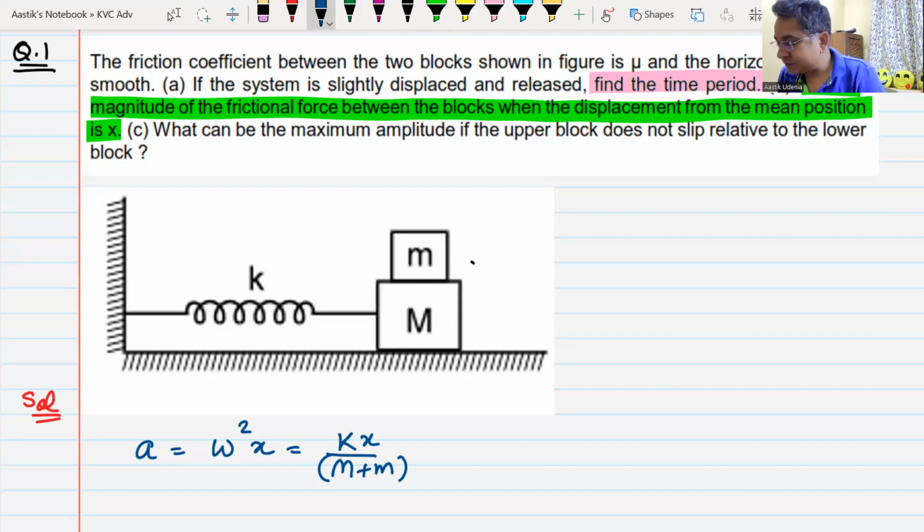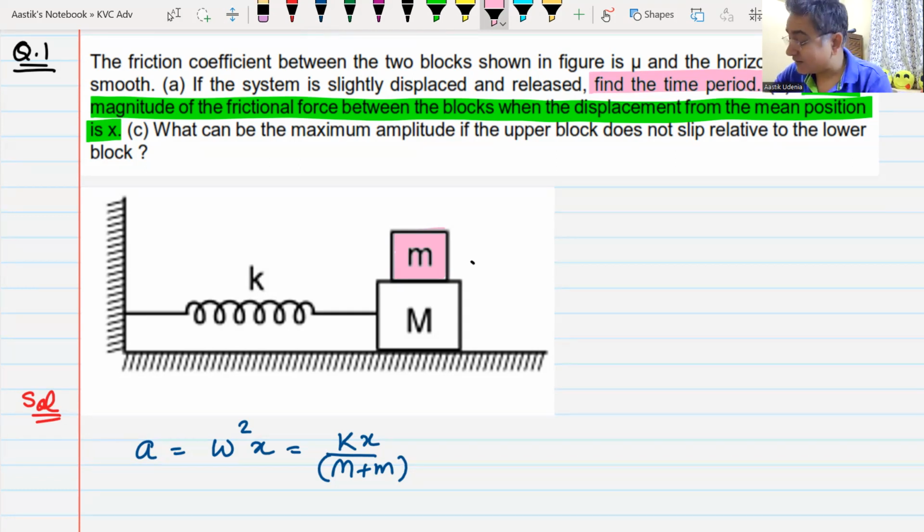Now remember, the lower block is experiencing the spring force as well as the frictional force, as well as gravity, as well as normal reaction from the upper block and normal reaction from the ground. Now forget about that lower block. Concentrate on the upper block. Because of which force is this upper block executing SHM? Friction. This is the acceleration of the block.